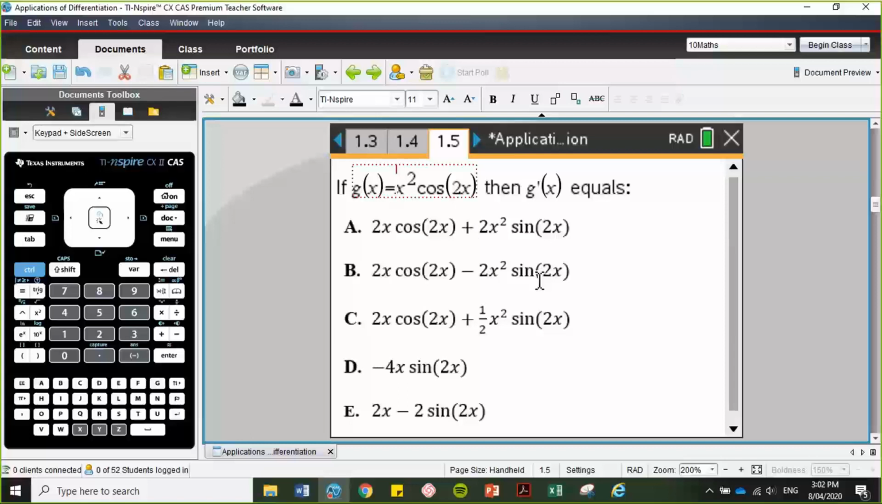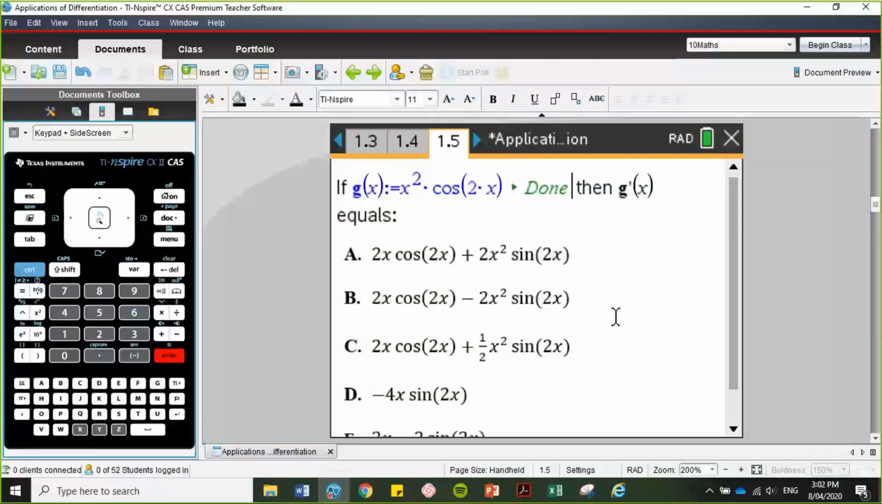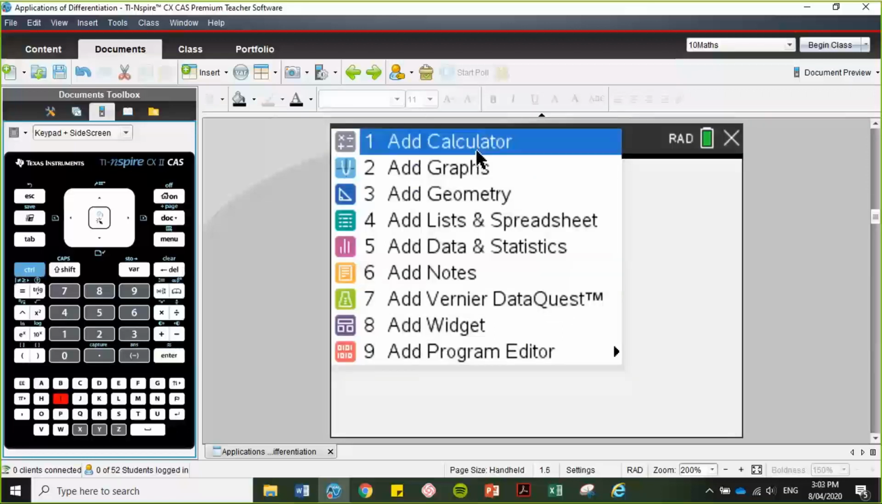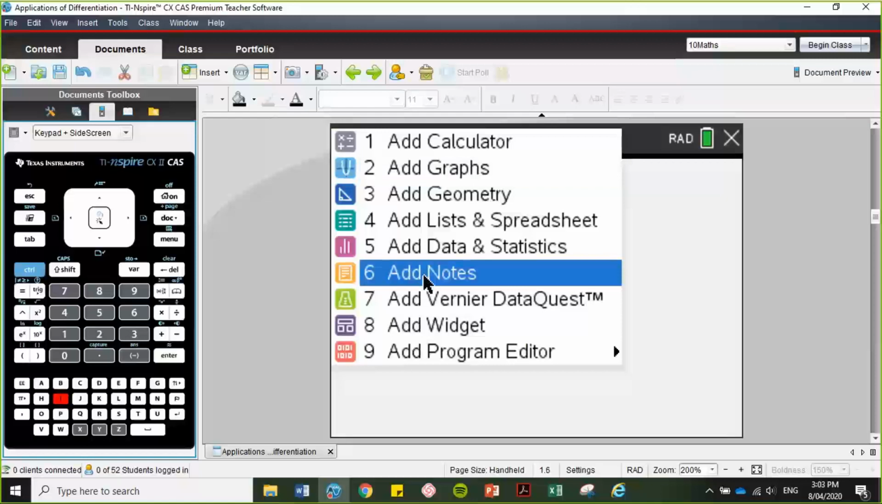So I'm just going to go into my math box here and change this to an assign command and press enter. Now, the document that I'm working in, I'm using a notes page. So when you insert a new page in your CAS, Control-I is the shortcut for a new page. And you can choose the ones we probably use most often, of course, the calculator and graphs. But this notes page here is really handy.